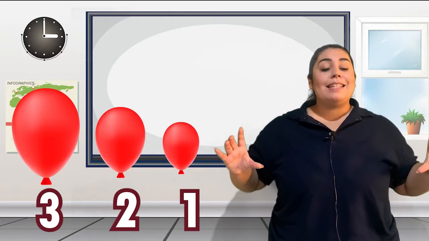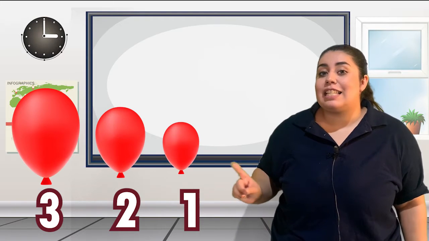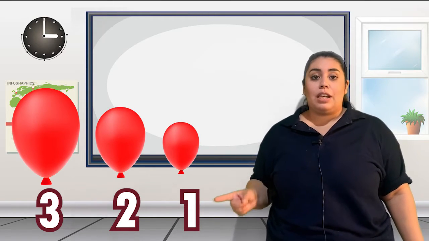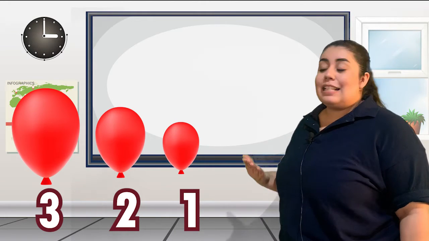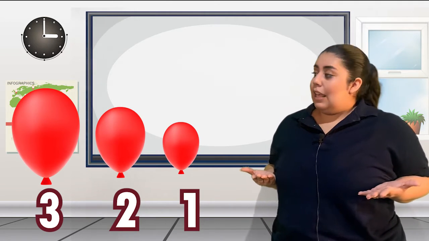Well, in here is when we use the word biggest or smallest. When we say biggest, is the one that is more big. El más grande. The one which is the more big. But more big doesn't exist. It's not a correct word. We say biggest.